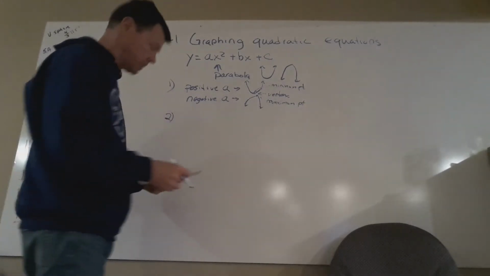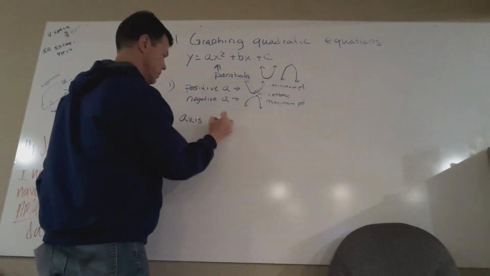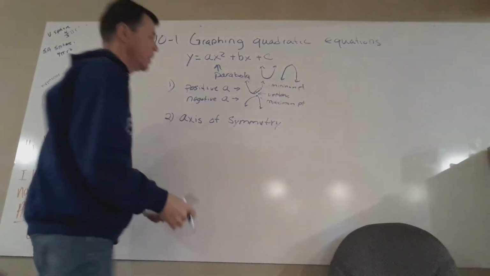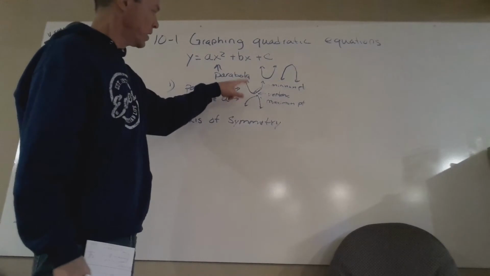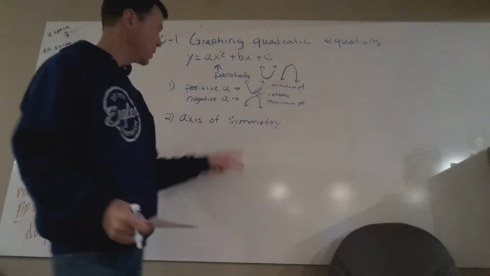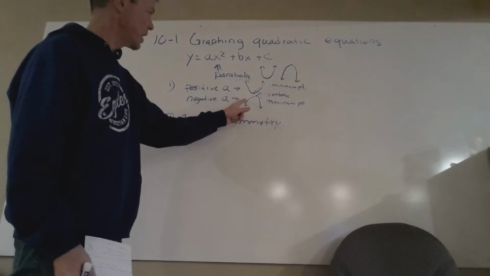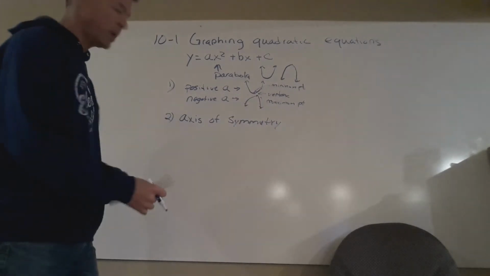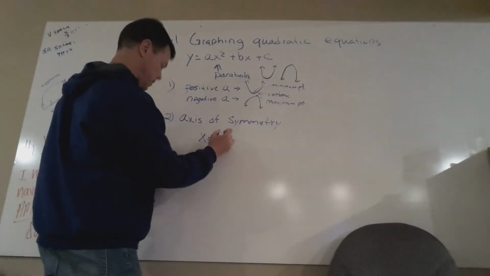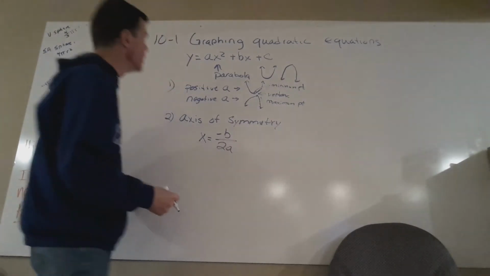Second thing we're dealing with is axis of symmetry. In the parabola, one side takes the same shape as what the other side does. Axis of symmetry is just going to be a vertical line running through this vertex, and this side would match up with this side. So we're going to be calculating what our axis of symmetry is using this formula. X equals negative b all over 2a.